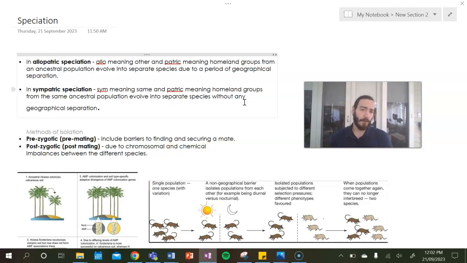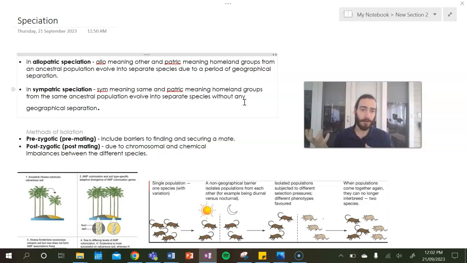Obviously, speciation, we're talking about organisms that have become reproductively isolated, and when they come back into contact with each other, they cannot produce fertile offspring. That's essentially what speciation is. And there's two main types that we talk about. One is allopatric speciation, the other is sympatric speciation.